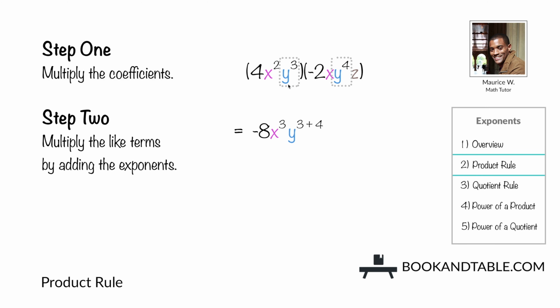Then we have y to a power of 3 times y to a power of 4, which gives us y to a power of 3 plus 4, which is 7. And now in this monomial, we don't have z, but in this one we do. So that just leaves us with z to a power of 1, which is just z. So that leaves us with the answer, negative 8 times x to the 3rd, y to the 7th, z.